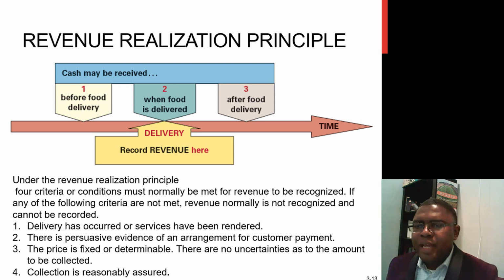So, the revenue realization process. Cash may be received at any point in time in this timeline. Cash may be received earlier, that is, for a food industry, before food is delivered. Cash may be received at the same time at which the food is being delivered, or cash may be received after the food is delivered.